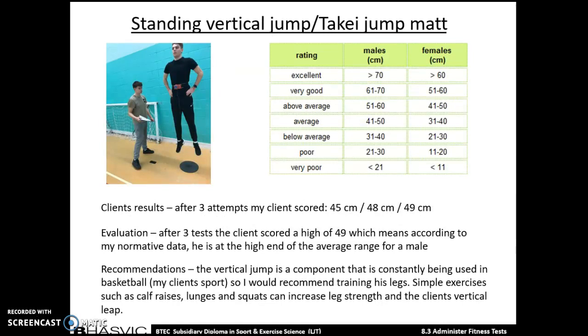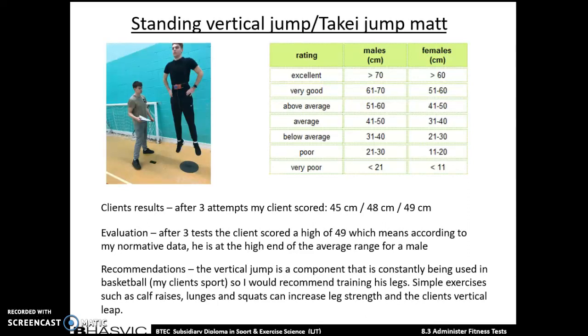So the standing vertical jump, after 3 attempts my client scored 45 centimetres, 48 centimetres and 49 centimetres. After 3 tests, the client scored a high of 49, which means according to my normative data, he is at a high end of the average range for a male.